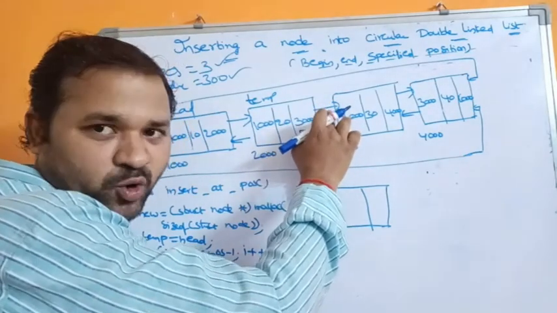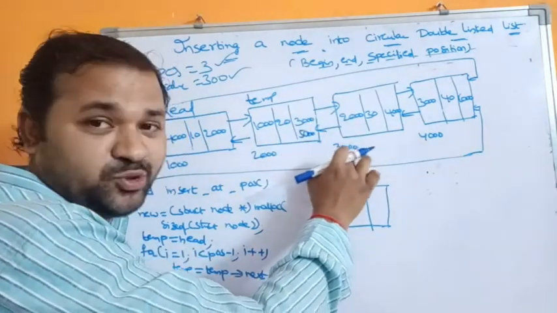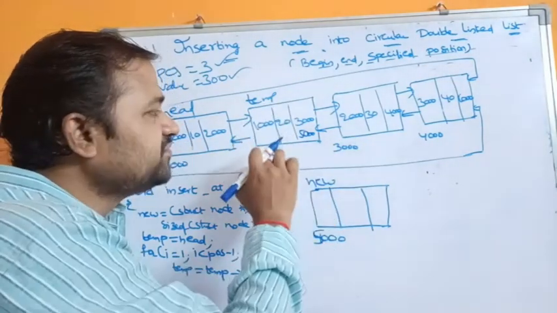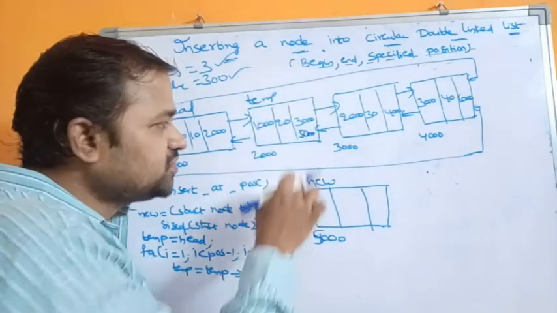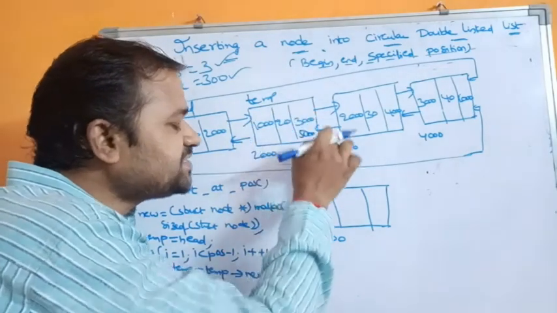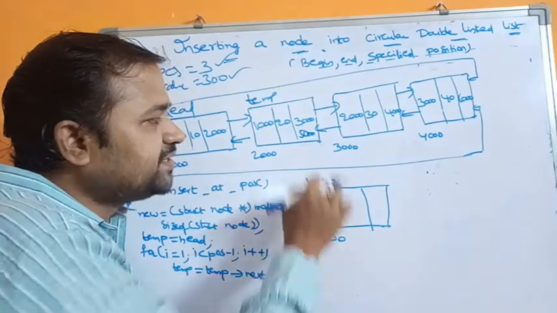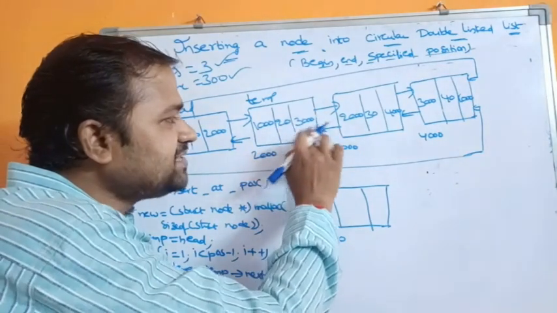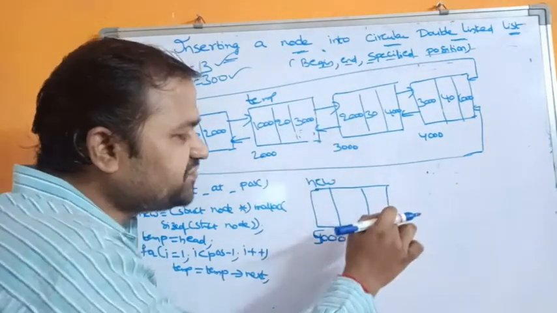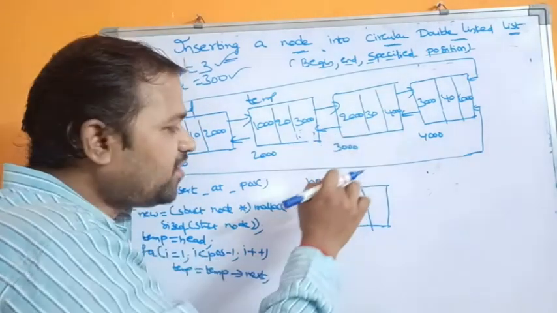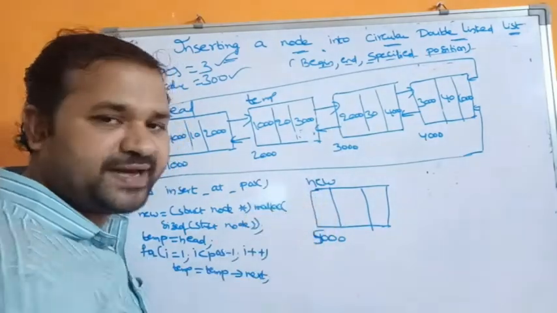If this link is broken, then it is not possible to get 3000. Why? Because here we are accessing 3000 with the help of temp next. But we need to establish the connection from temp to new. So if we store new, what is new? 5000. If we store 5000 here, then this link will be broken. So that's why first we have to establish the connection from new to temp next, and after that establish the connection from temp to new.